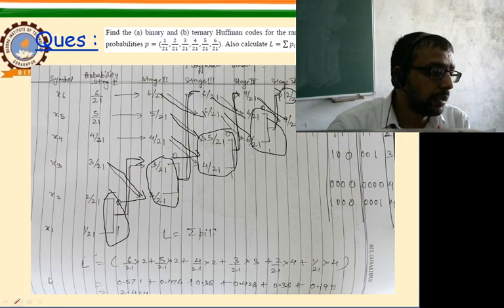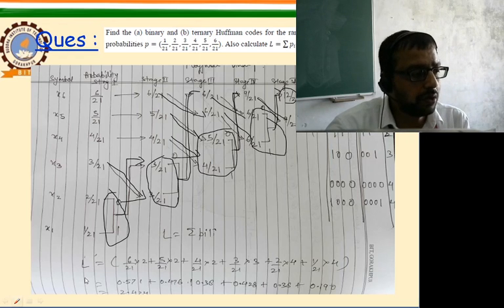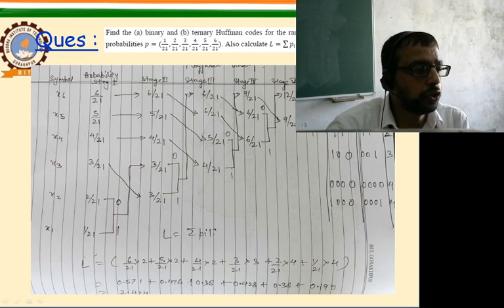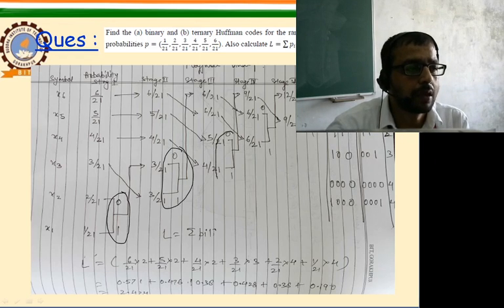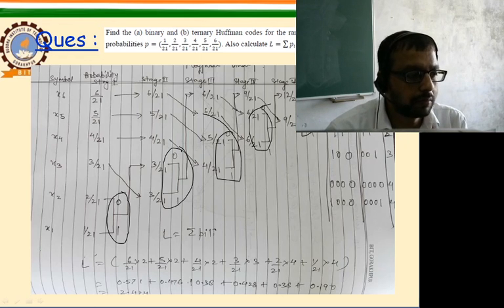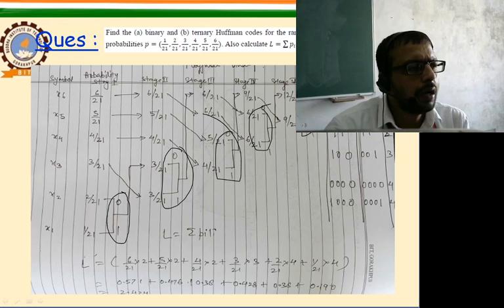And then after that, we know the procedure. Simply we have to place 0 and 1 like this: in the top place 0 and in the bottom 1, in all the addition parts. There are 5 stages, and after the final addition we get the probability equal to 1. And after that, what will we have to do?